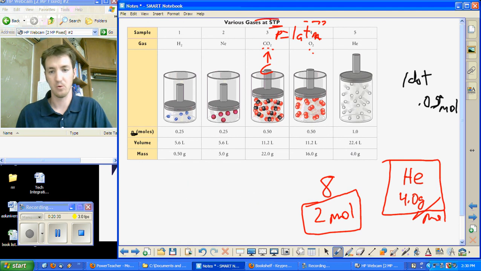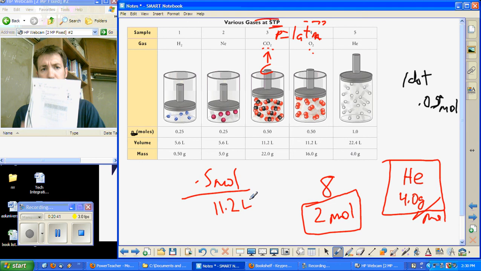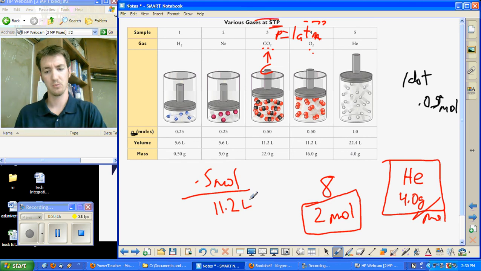So 0.5 mole took up 11.2 liters. Think about what a full mole would take up. And flip the thing over, you did things kind of similar to this up here. So if you had 2 moles, where would that go? Think about that.